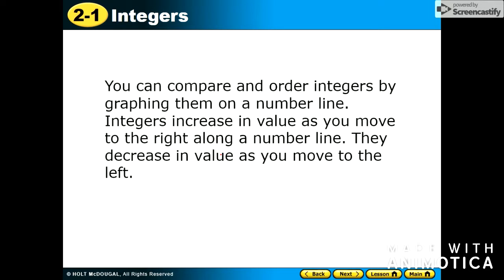Okay, next it says you can compare and order integers by graphing them on a number line. Integers increase in value as you move to the right along the number line, and they decrease in value as you move to the left. Okay, so the further right you go, the bigger the number. And the further left you go, the smaller.